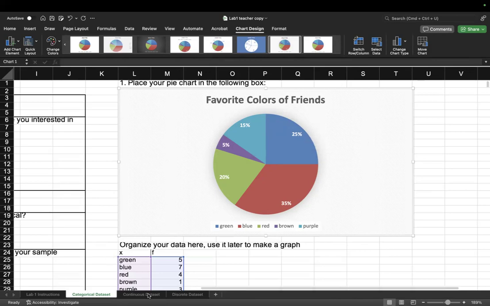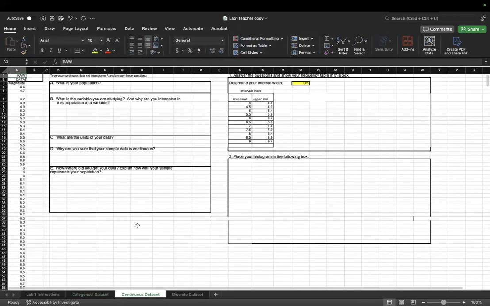All right. Continuous data. My continuous data is the magnitude of the largest earthquakes by country. So these are all my continuous data right here. Once again, put your raw data in this column. My population is countries of the world. It's not even earthquakes, it's just countries of the world. I am studying countries of the world. My variable is earthquake magnitude. So earthquake magnitude is my variable.